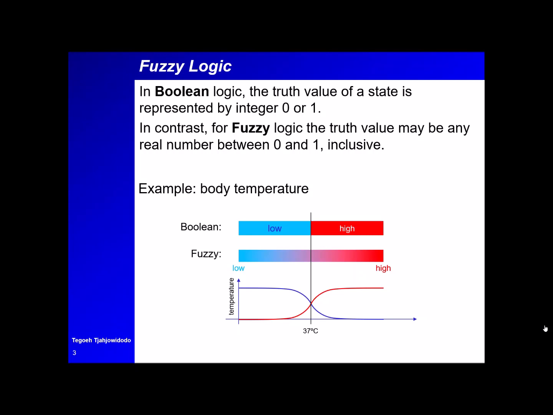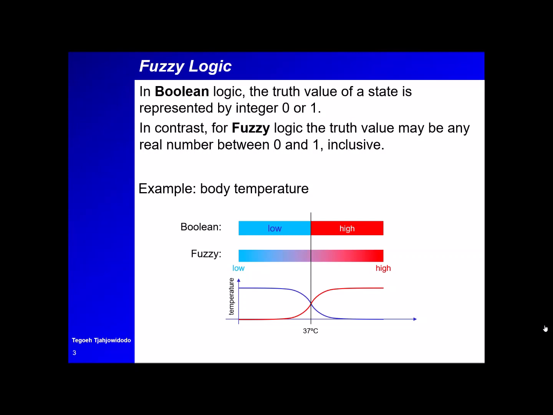When we are using Boolean logic, Boolean logic only consists of two values, 0 or 1. So it's only right or wrong, black or white, cold or hot, only two values to quantify an entity. That's what we do using Boolean logic, right?